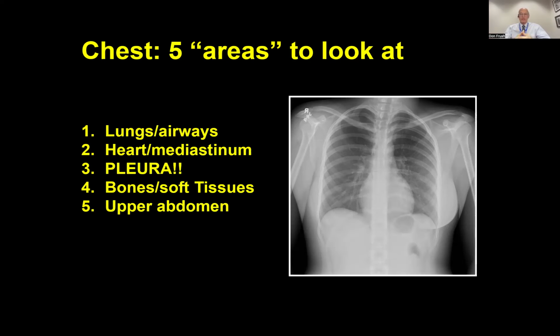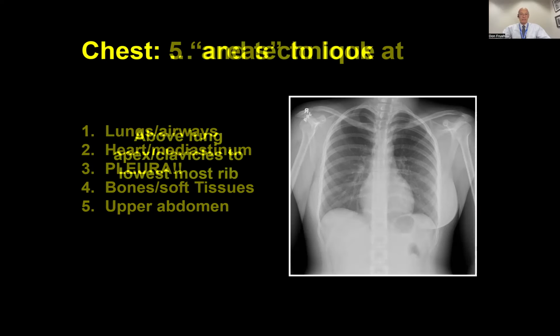And the reason for that is because sometimes you might see something in the lungs like a pneumonia or a mass, and neglect to look elsewhere, like the bones, to see if there's involvement there. Is an infection with osteomyelitis, etc. So 5 things for the chest.